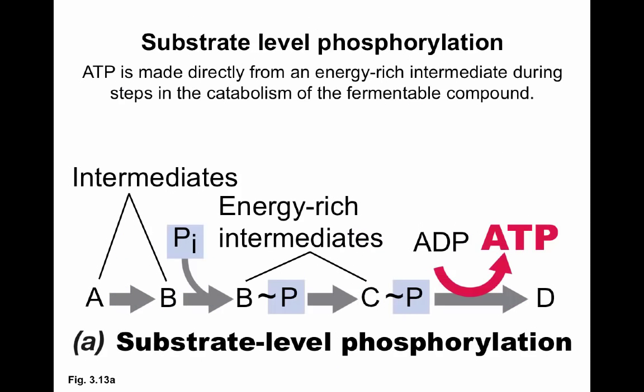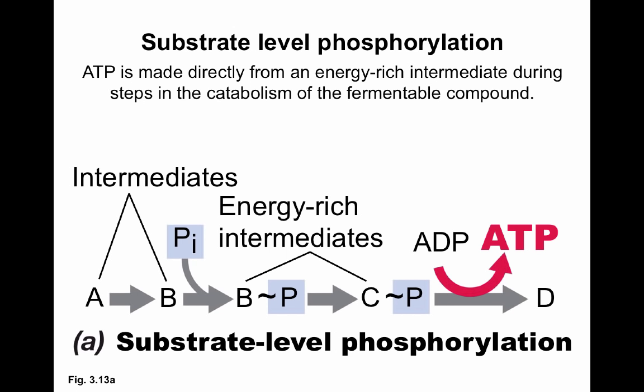Now, in substrate-level phosphorylation, as I mentioned, ATP is made directly from what is known as an energy-rich intermediate during the catabolic steps that are going to allow for the fermentation of a compound. So for example, if we have a substrate A that eventually is going to be metabolized to a product D, you can have an intermediate B, which is going to be phosphorylated, that is going to generate an energy-rich intermediate.